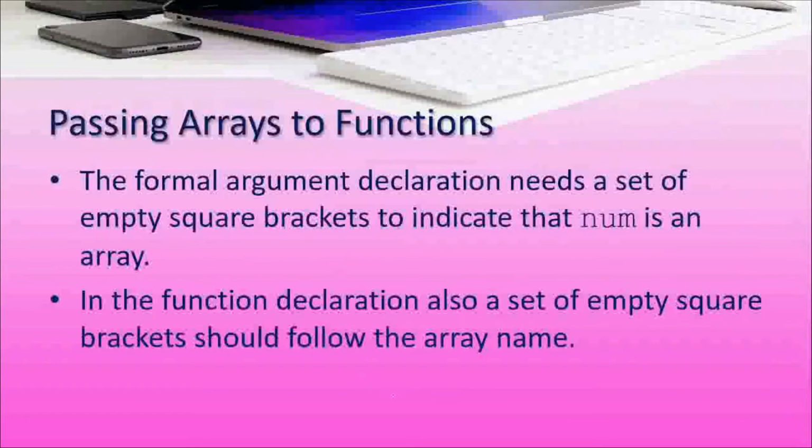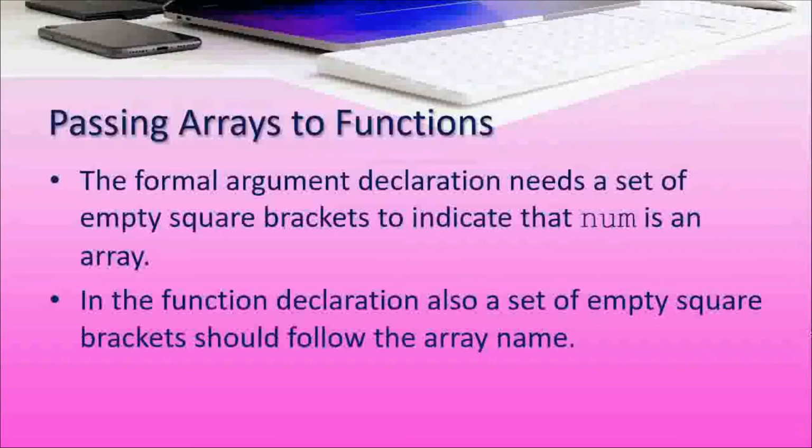So in the formal argument declaration, that is within the function declaration, that is the function prototype, it needs a set of empty square brackets to indicate that num is an array. That is the same as the function header. The function header as well as the function declaration both should have a pair of empty square brackets in order to indicate the array.